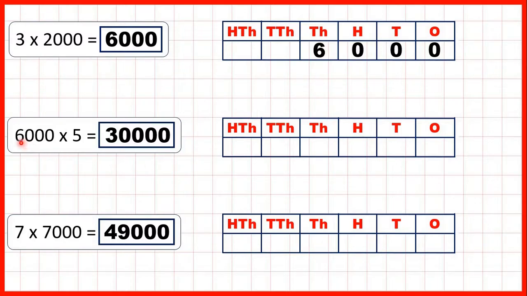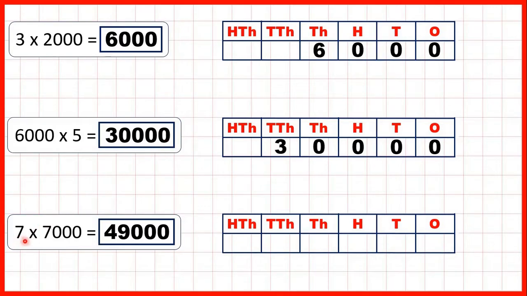Then we had 6,000 times 5. We could do 6 times 5 to get 30, and then multiply by 1,000 to get 30,000, because 6,000 is the same as 6 times 1,000. So instead of 6,000 times 5, we can do 6 times 5 and then multiply by 1,000, and we do that by putting 3 zeros on the end.